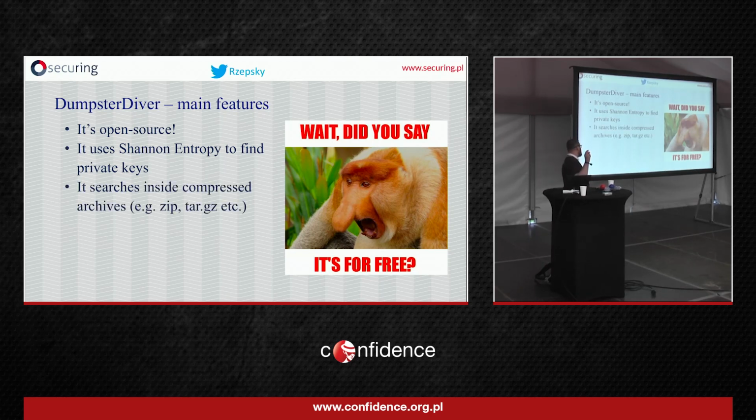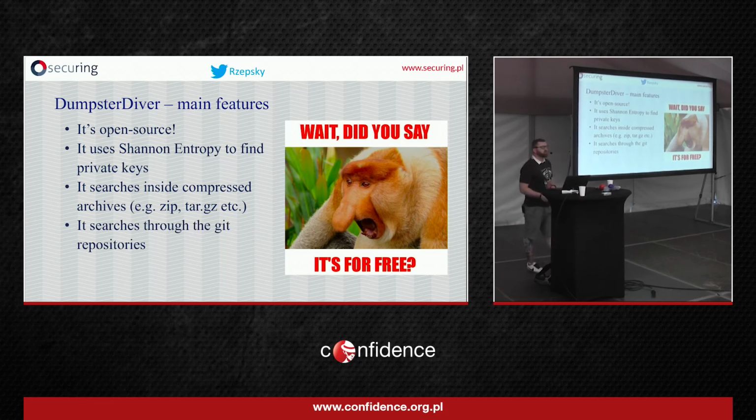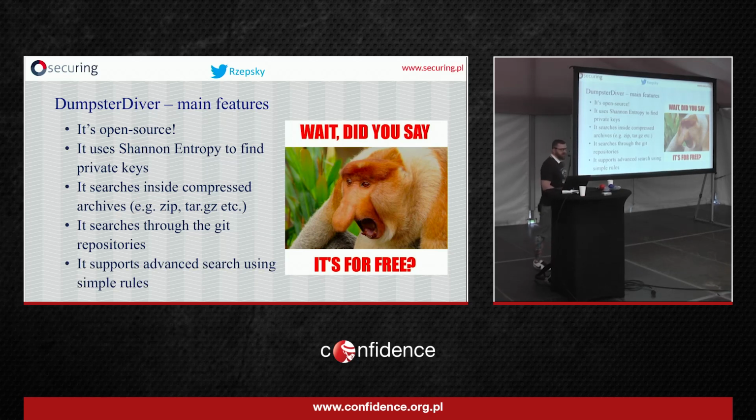It will search any archive, so if it is zipped without a password or any other protection, it will unpack it and analyze every file inside of this archive. It searches also through Git repositories, so if you are using TruffleHog, then this tool, I believe, is like TruffleHog on steroids. It will analyze every file, but also find key leaks in the Git logs. And what is more, it supports advanced search, but regarding this, I will show you in a moment.